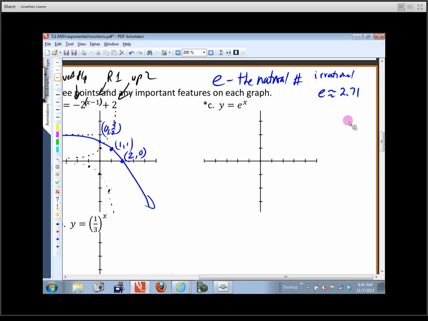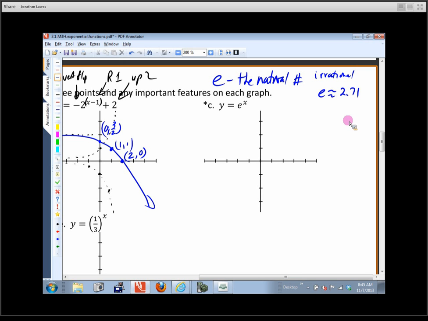Most calculators have the exponential button on them. They have an E on them. You can type it in and it will give it to you out to 8 or 10 decimal places or something like that. Okay? But it's about 2.71. I think 2.7182 or something like that.